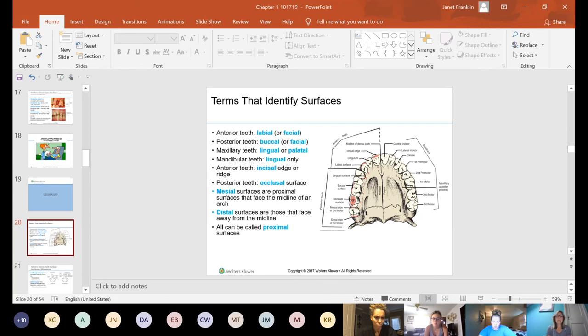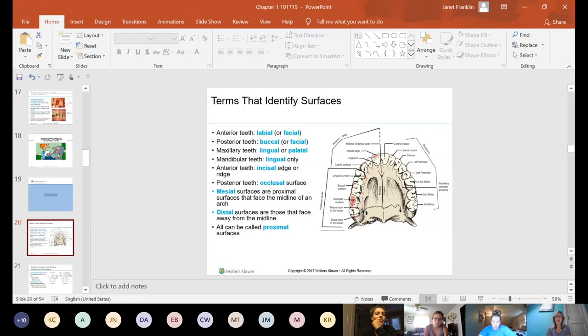Maxillary teeth: on the insides of all of your maxillary teeth, because they face toward the palate, you can call them the lingual or you can call them the palatal side. Either one is correct. But on the mandibular teeth, it's just going to be lingual.